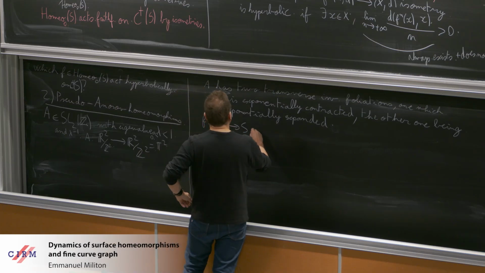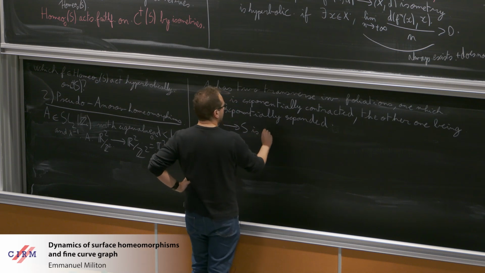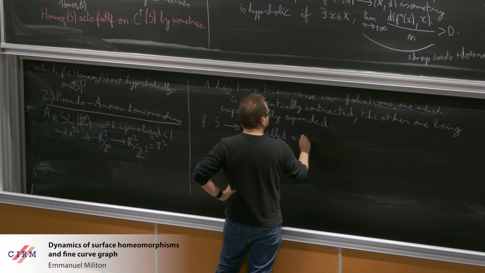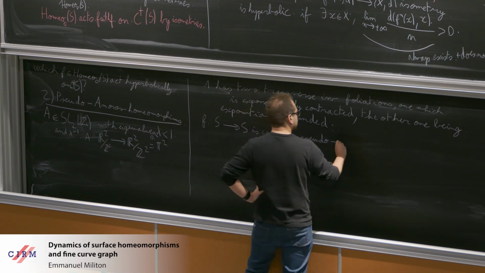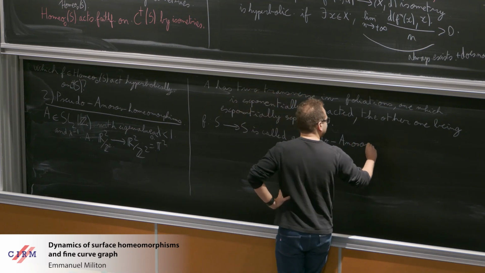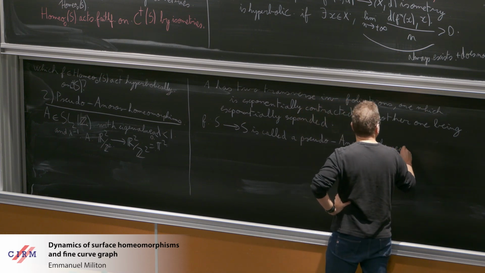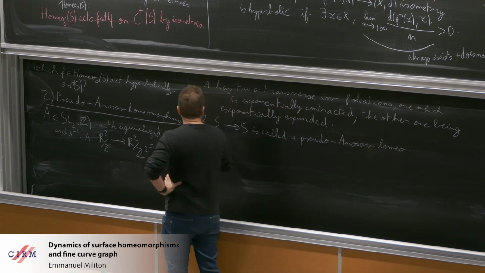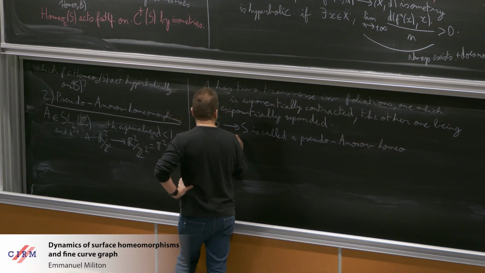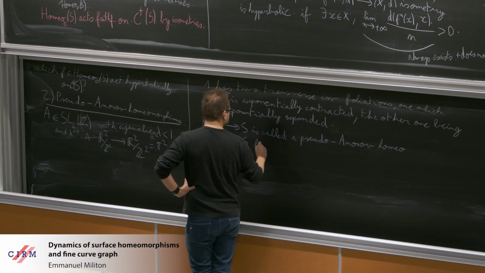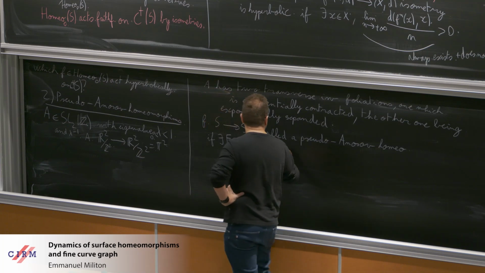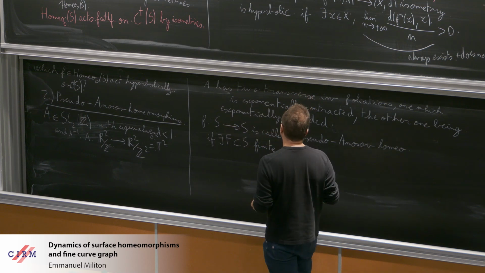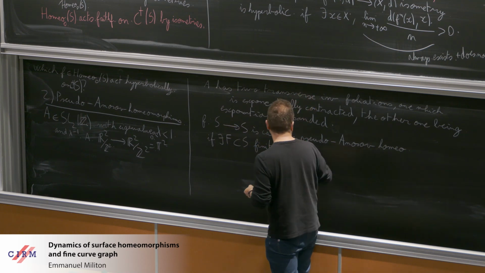Some f like that is called a pseudo-Anosov homeomorphism. Okay, so you have to allow singularity. So the singularity will be a finite set. And then, by removing this singularity, you will have actual foliations of S minus F.